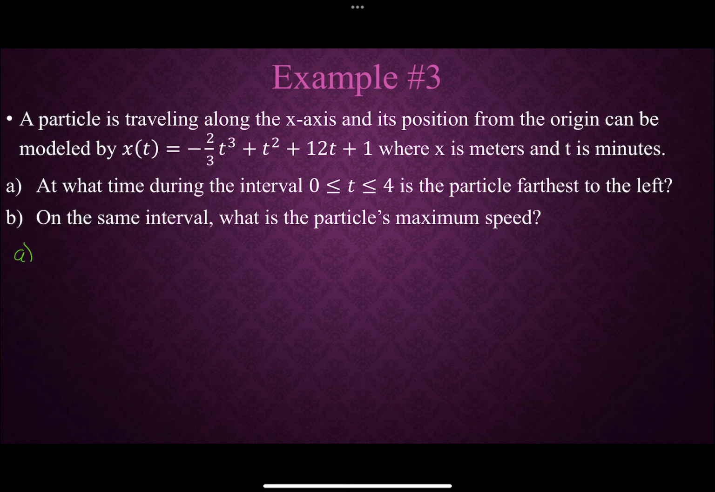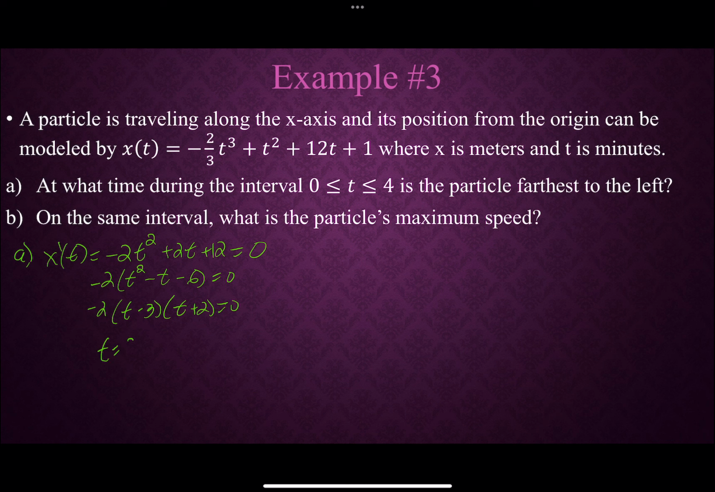So for part A, we're going to take our derivative. x prime at t is going to be negative 2t squared plus 2t plus 12. We set that equal to 0 to solve for our critical point. We factor out the negative 2, getting t squared minus t minus 6 equals 0. That factors as t minus 3 and t plus 2. So we get t equals 3 and t equals negative 2, but obviously negative 2 is invalid. Only the positive 3 is necessary to worry about.